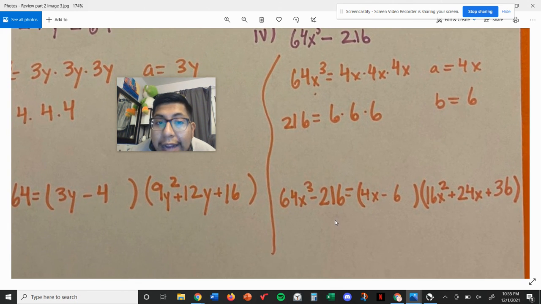So then the factored form was 4x minus 6, then 16x squared, because 4x times 4x is 16x squared. 4x times 6 is 24x, and it's plus. And then 6 times 6 is 36.